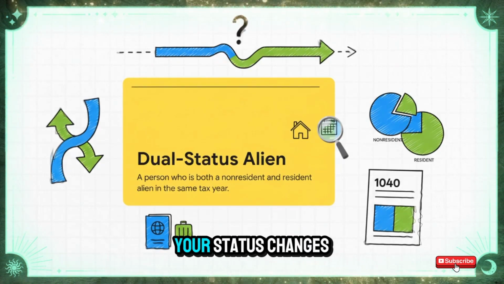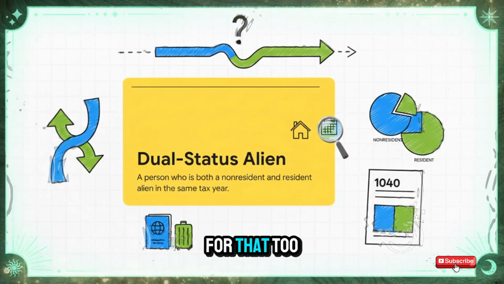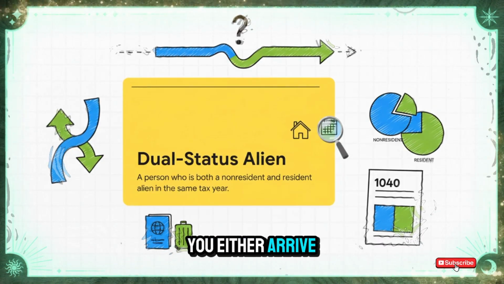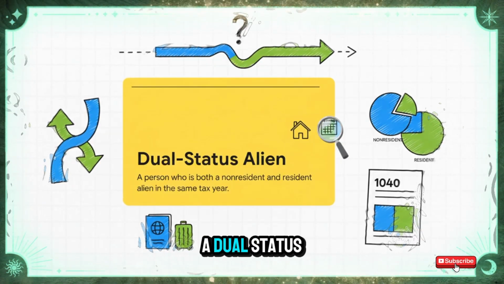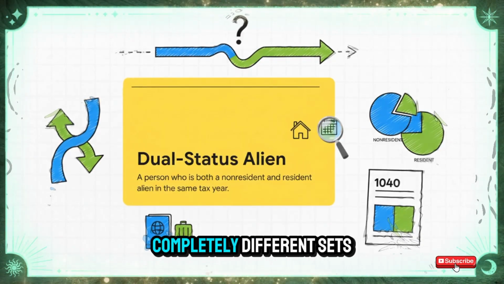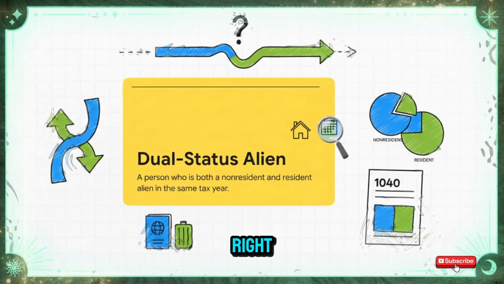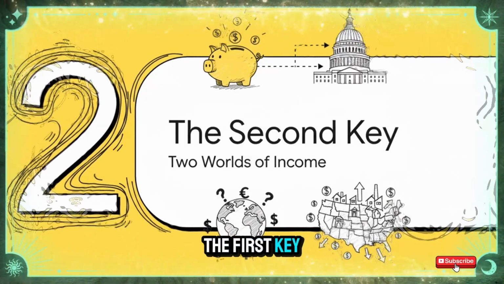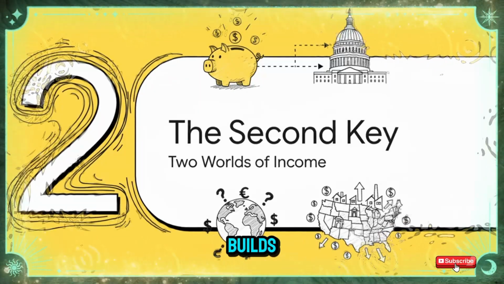But what if your status changes mid-year? Yeah, the system has a rule for that too. In the year you either arrive in or leave the US, you can actually be what's called a dual status alien. And that means you have to follow two completely different sets of rules for a single tax year. Fun, right? Okay, so that's the first key. Now let's move on to the second one, and you'll see how this all builds.